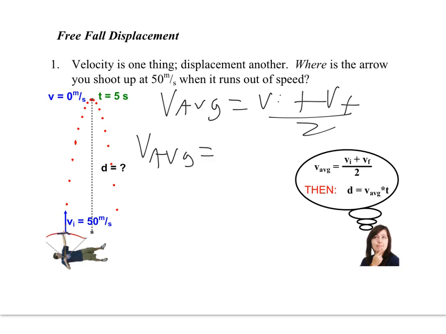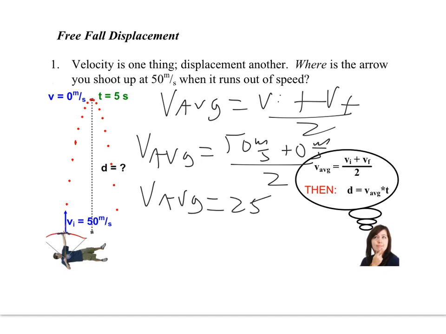So let's see here, average velocity. My initial was 50 meters per second. My final is 0. So I'm going to take that and divide by 2. So that makes my average velocity, 50 plus 0 divided by 2, that is 25 meters per second. And then the little thought bubble says, hey, displacement is equal to average velocity times time.